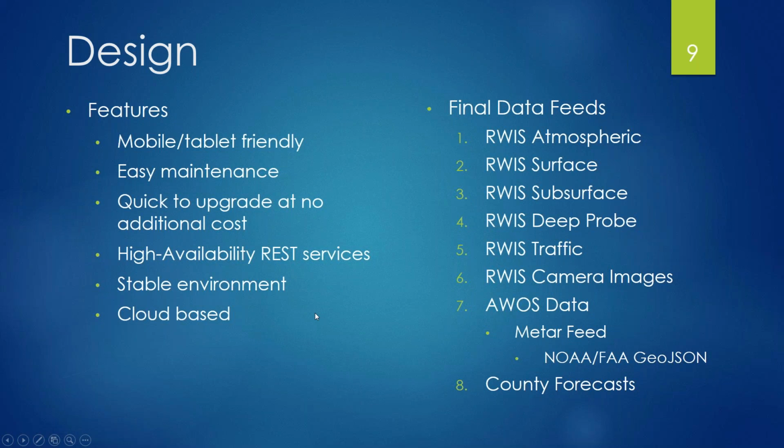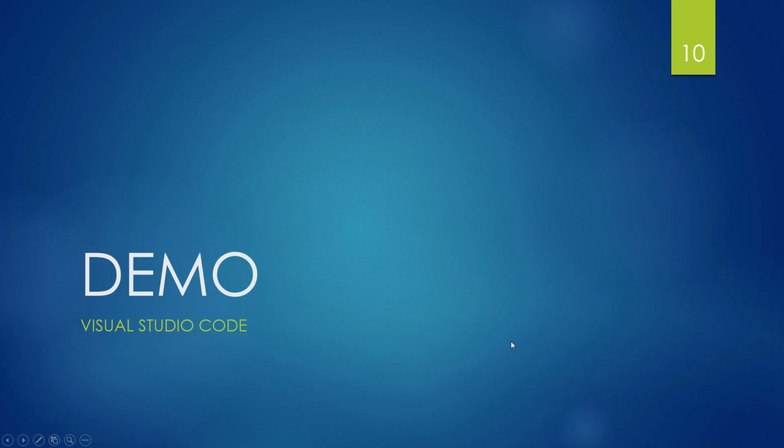And then for the final data feeds we came up with for RWIS, for atmospheric, surface, subsurface, deep probe, traffic, and camera images. And then for the AWOS feed, it's actually coming from the METAR feed, which is a NOAA FAA GeoJSON. And we pull all the METAR feeds throughout the entire country, and then we just filter out in FME the ones that pertain to Iowa. And then we wanted to get the county forecast data.